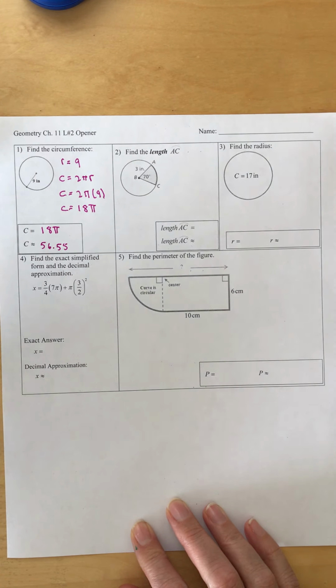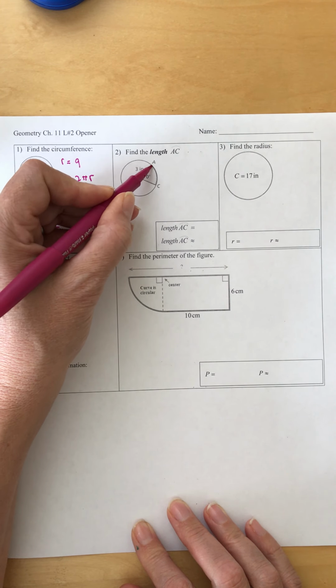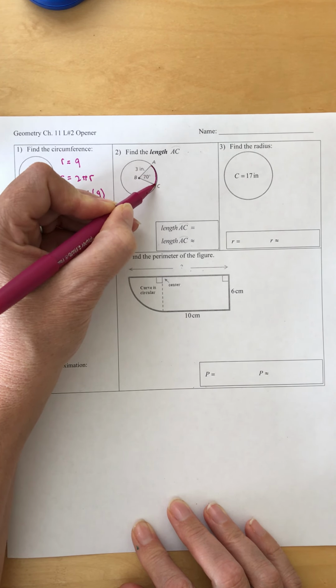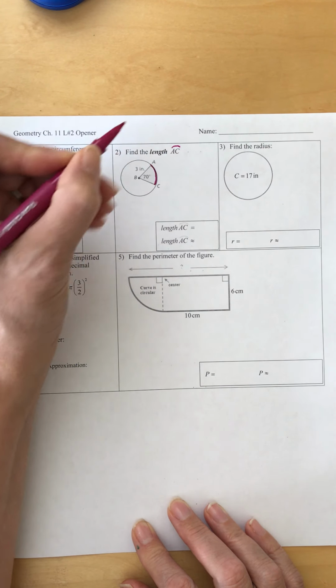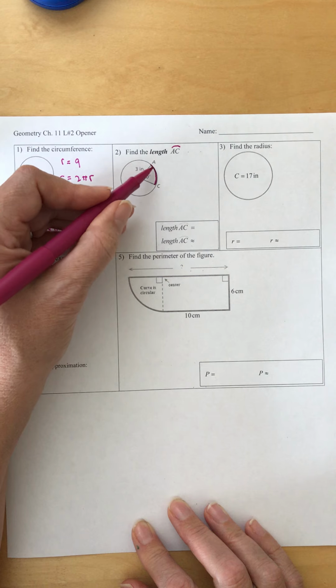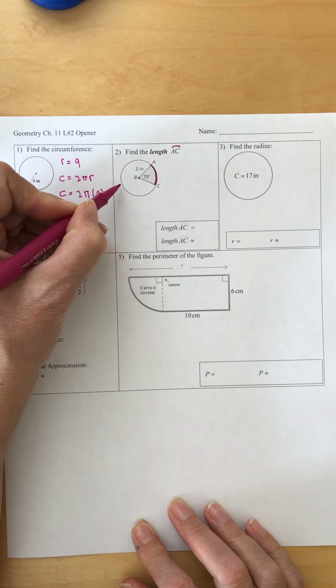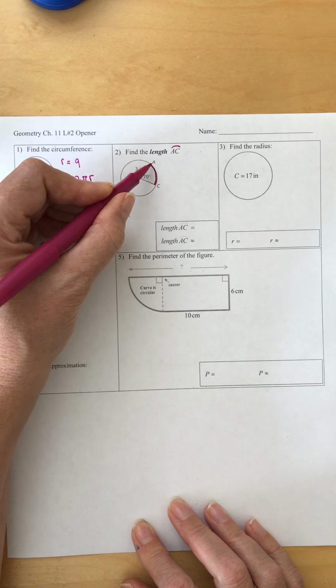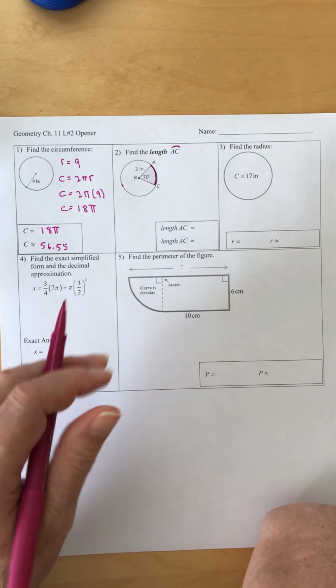Alright, so finding the length of the arc. I'm not finding the arc all the way around the whole circle, I'm just finding the arc between points A and C. And I know it's the minor arc between those because it only uses 2 letters. If I wanted to do a major arc all the way around, I'd have to have a third letter out here, and then I'd have to say ADC to get the arc around the long side of the circle.